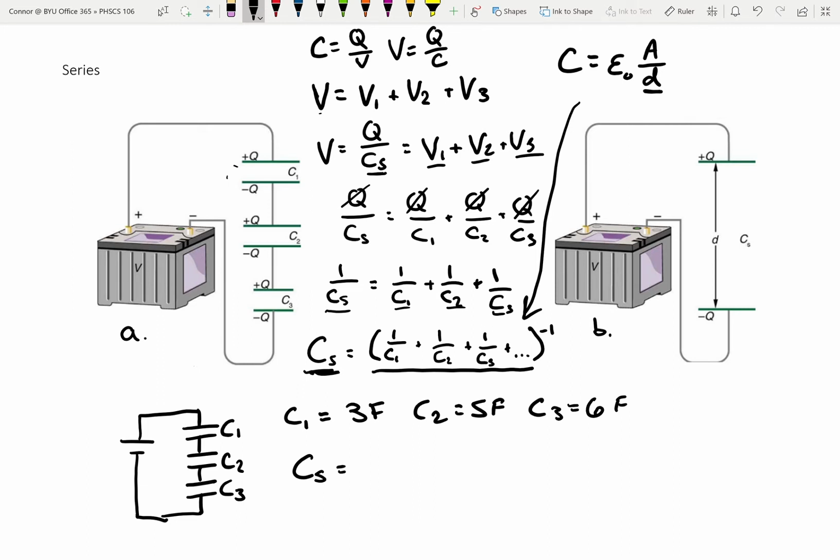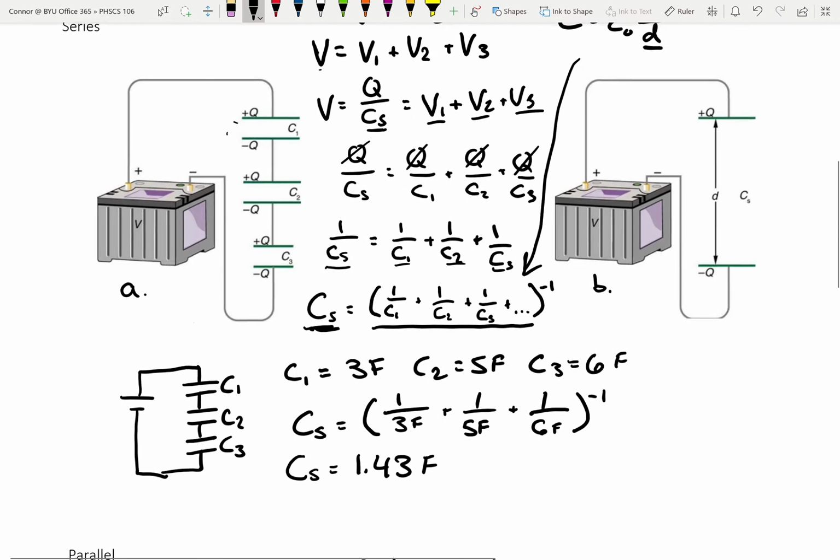Now that you've had a chance to work that out for yourself, we'll do it together. We'd have 1 over our first capacitance plus 1 over our second capacitance plus 1 over our third capacitance, to the power of -1, equal to our total capacitance in series. If we plug that into our calculators, we'll find that the capacitance in series is 1.43 farad.